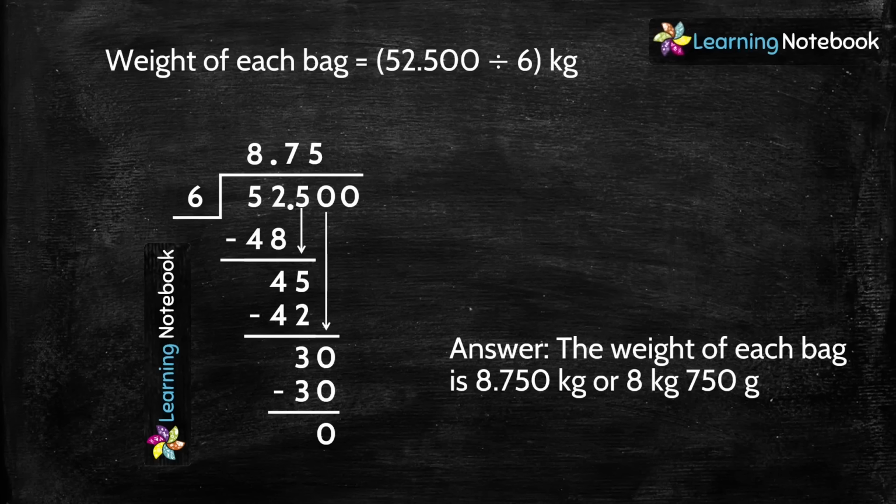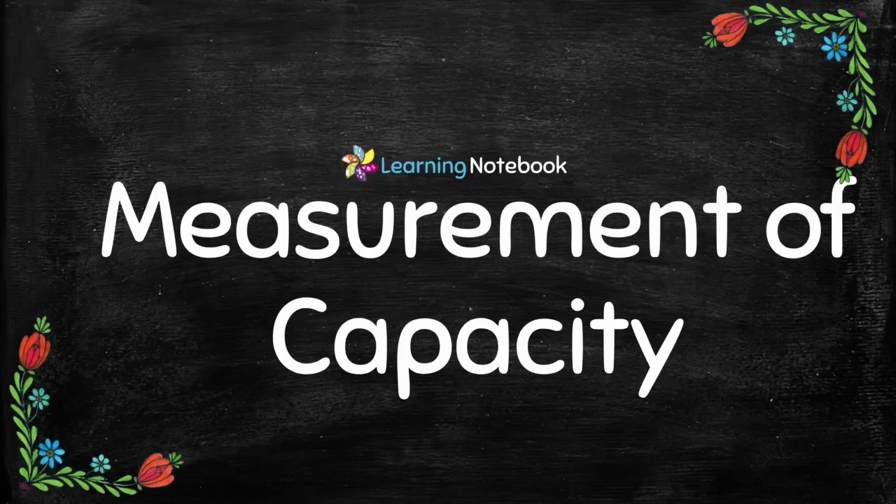So the answer is 8.750. Let's write the answer statement. The weight of each bag is 8 kilograms 750 grams. So students, this was all about measurement of mass units. Now our last section of the chapter is measurement of capacity.